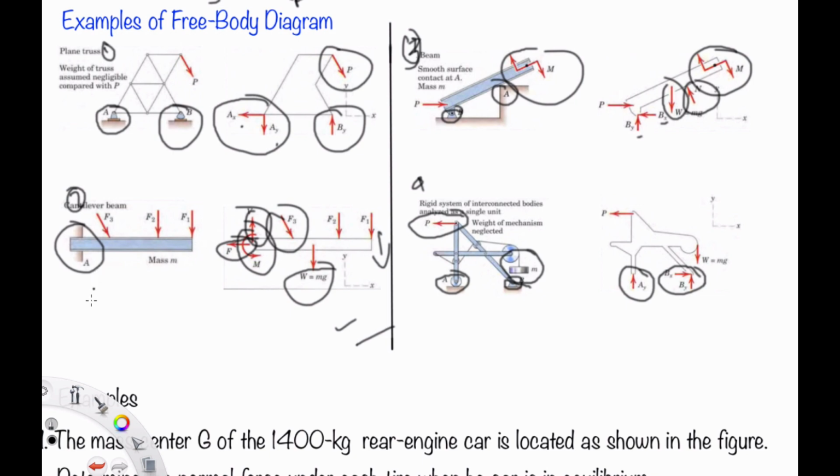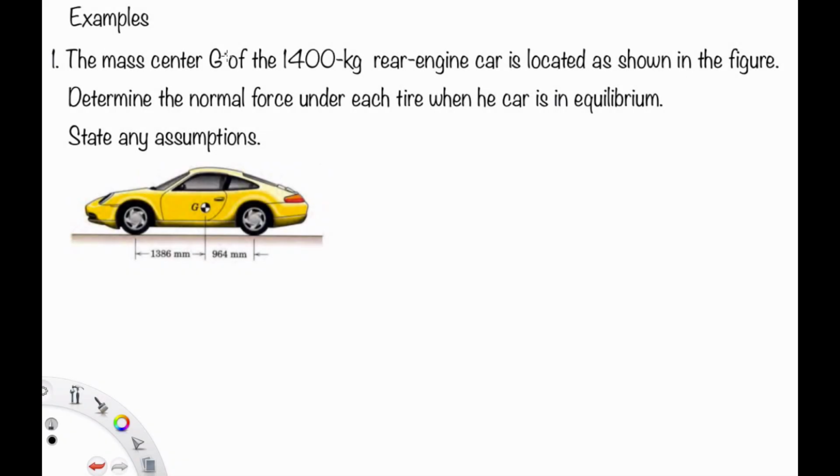Now we are moving to the examples. The mass center G of the 1,400 kilogram rear engine car is located as shown in the figure. Determine the normal force under each tire when the car is in equilibrium. State any assumptions you have.